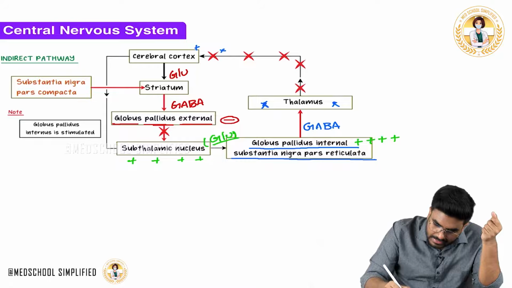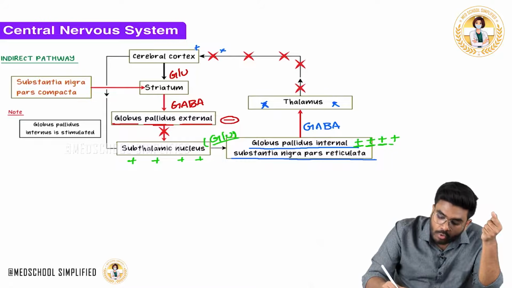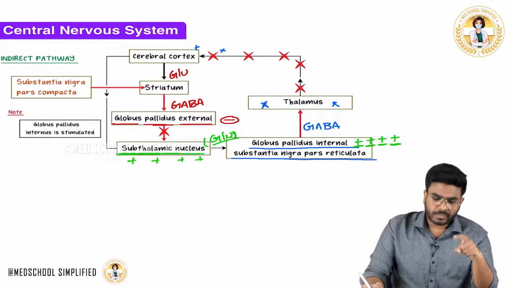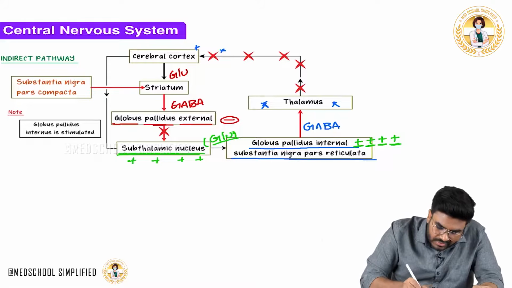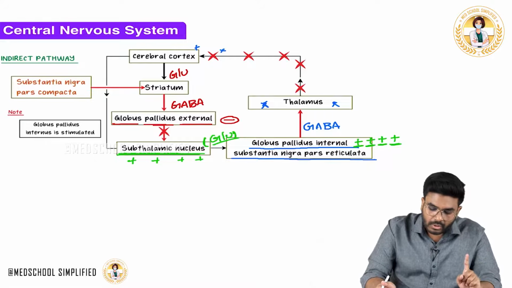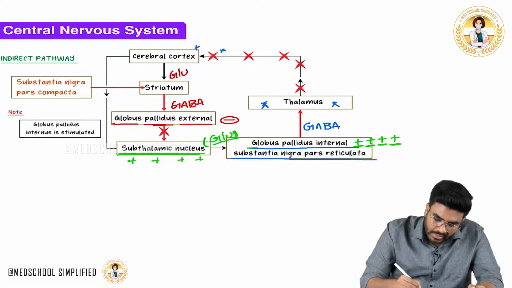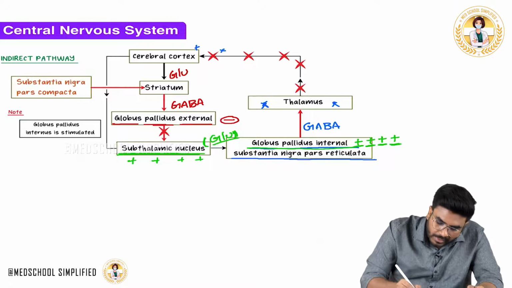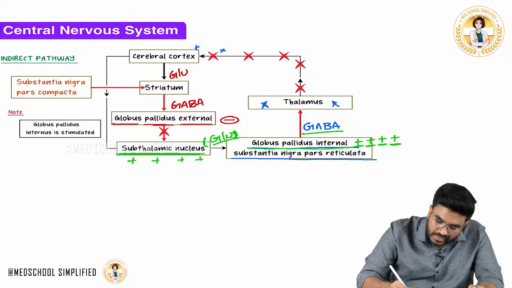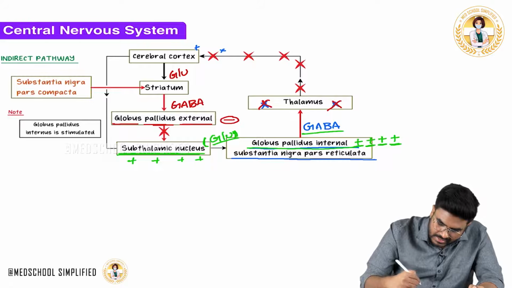Now the globus pallidus internus is activated. How? Because of the subthalamic nucleus. The neurons are coming from the subthalamic nucleus to the globus pallidus internus, and they are releasing glutamate. This glutamate is going to activate the globus pallidus internus. Now what will the globus pallidus internus do? It will release GABA, so that the thalamus is inhibited.